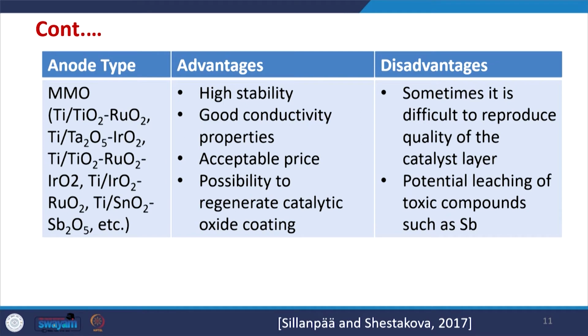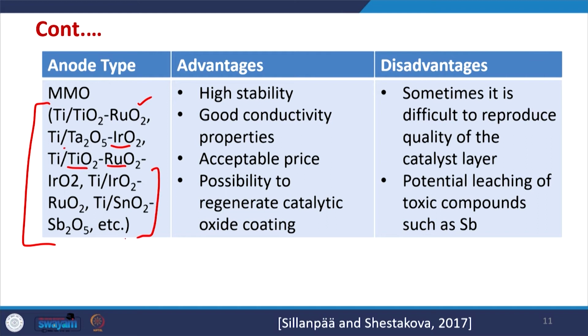Now, lot of mixed metal oxides have been reported, and here most of the research is being done towards application of electro-oxidation techniques at the actual industrial wastewater treatment or otherwise. So, different mixed metal oxide electrodes are possible. These are like titanium, ruthenium, tantalum, iridium, then again titanium, ruthenium, iridium.